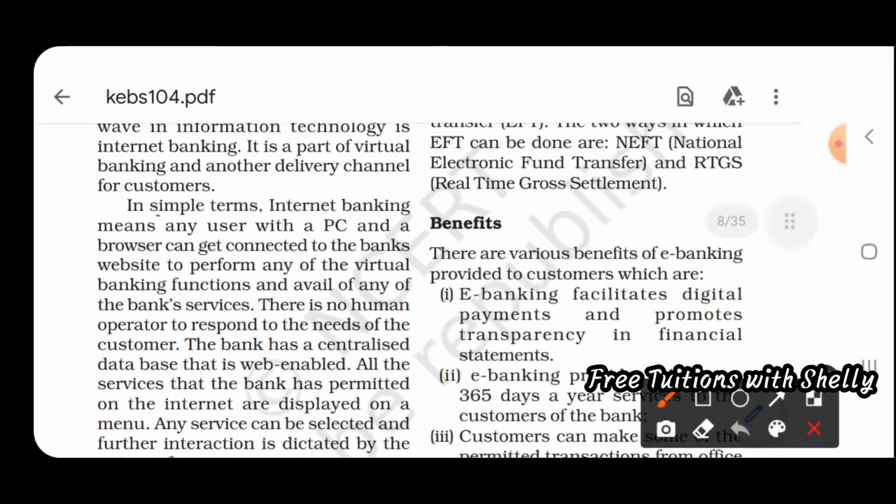In simple terms, you can say internet banking means any user with a PC and a browser can get connected to the bank's website to perform any of the virtual banking functions and avail any of the bank services. For example, the greatest example is Google Pay, where you are transferring funds, depositing money, or withdrawing cash. All this is taking place, but you just need a laptop, an Android phone or a browser. That is just enough. So this is what is meant by e-banking.